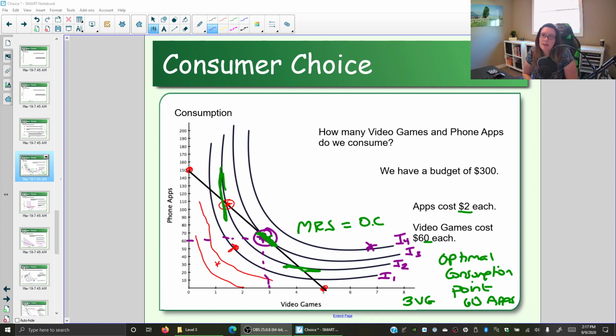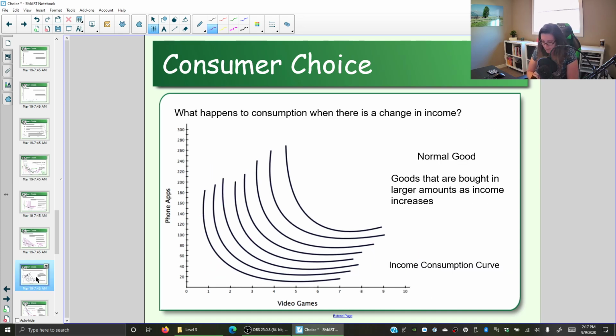So when we were finding the optimal consumption point in the previous videos, we were holding constant, so ceteris paribus, our income, so the budget wasn't changing. We were holding constant the prices, they weren't changing. Okay, so we are holding everything else constant. Well, what happens when we start to change things like our budget or the relative prices?